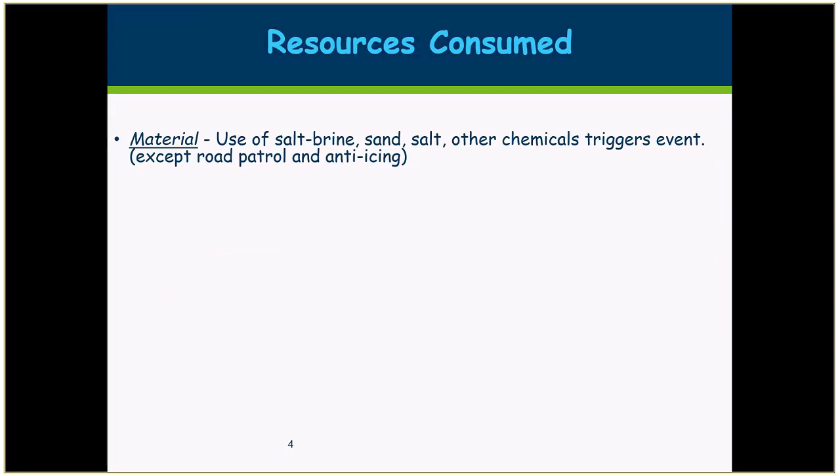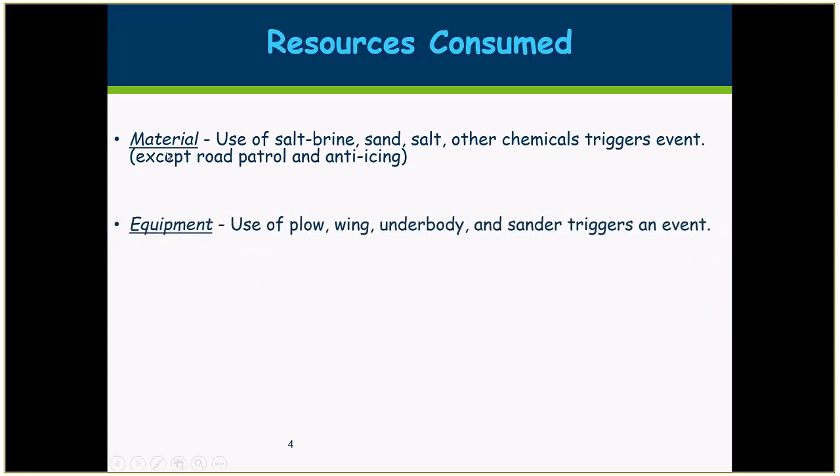Resources consumed. For material, that could be salt, brine, sand, other chemicals that trigger an event. Maybe we're trying out that beet heat like we had some pretty good success with last year. The exceptions are road patrol and anti-icing. Equipment: use of the plow, the wings, underbodies, and sander will trigger an event. But use of the plow trucks alone, if you're just checking road conditions, is not considered a resource.